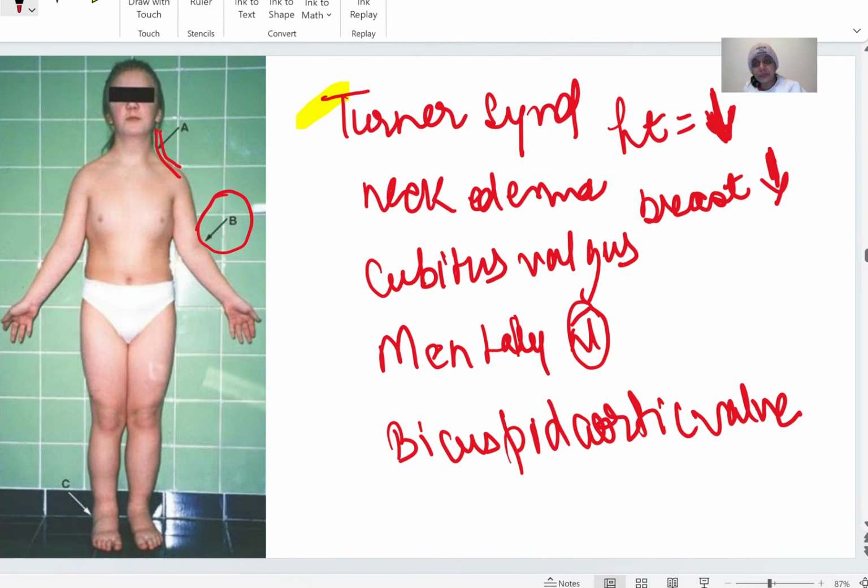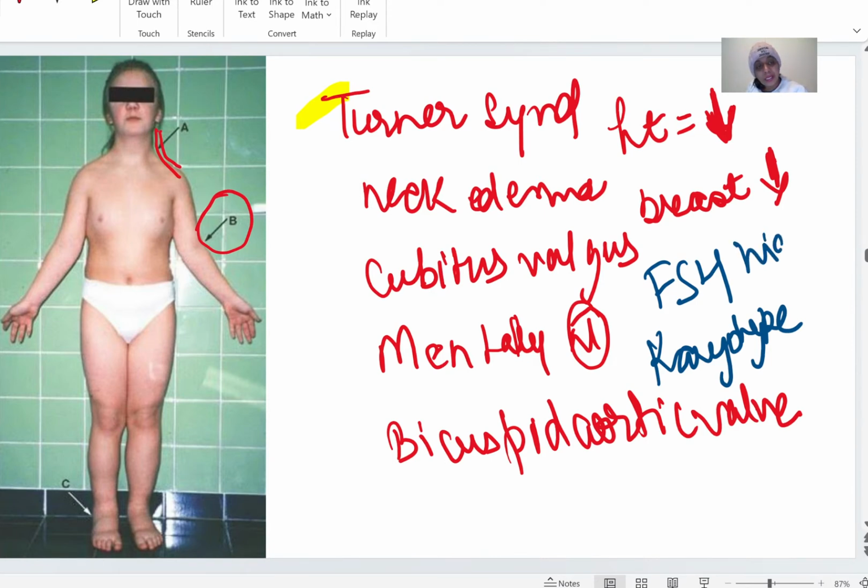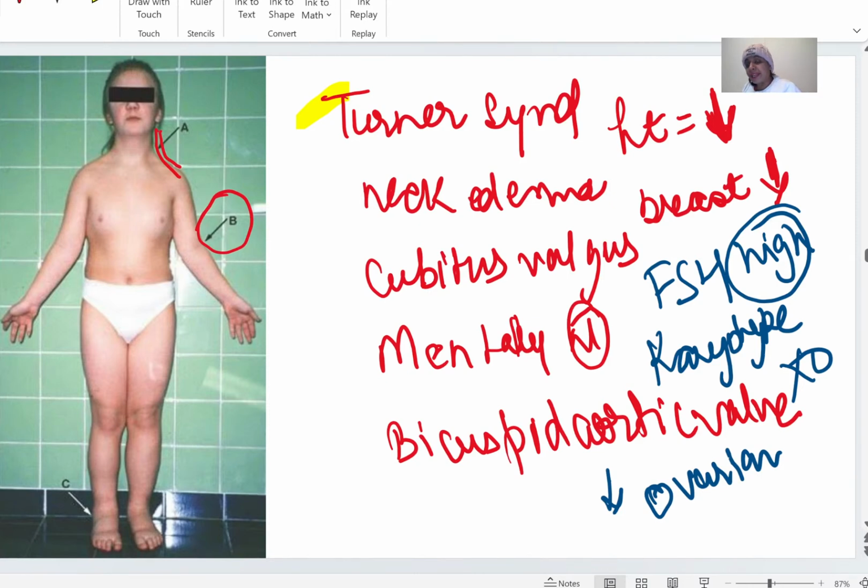Last question. What about the FSH? What about their karyotype? Shield chest. Yes, there is shield chest also. What about the FSH? FSH is high because there is estrogen failure. There is decreased estrogen because there is ovarian dysgenesis, so there is no one to give negative feedback.